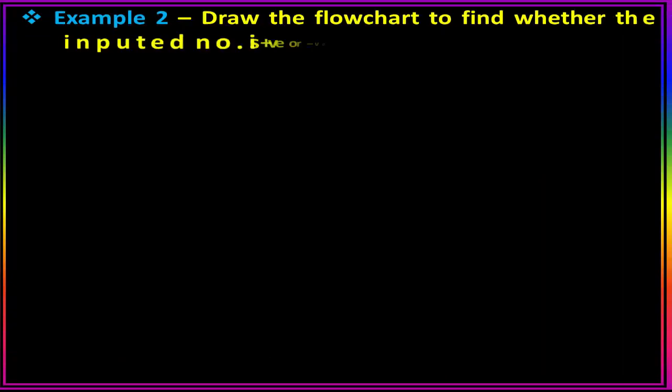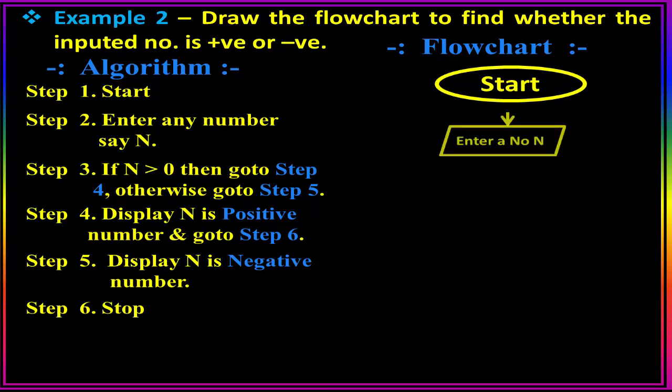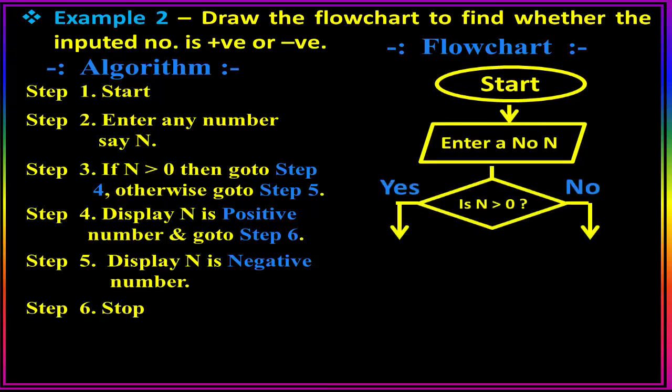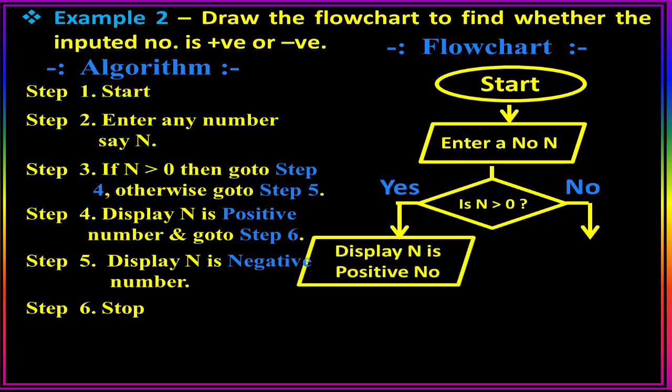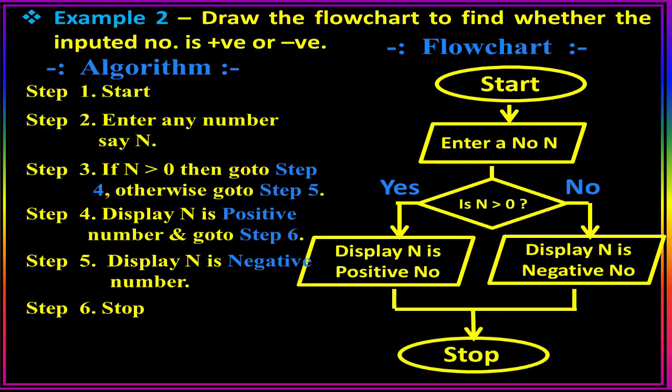Now the flowchart begins from the start terminal symbol. In second step, we are entering a number n. Therefore, we use input-output box. In third step, we are checking a condition whether n is greater than 0 or not. So to represent a condition, we are using decision box having two paths, one for yes and another for no. If n is greater than 0, then we display a message that n is positive number in input-output box. But if n is not greater than 0, meaning n is less than 0, then we display a message that n is negative number in input-output box. And in the last step, we use the terminal symbol to stop the flowchart.